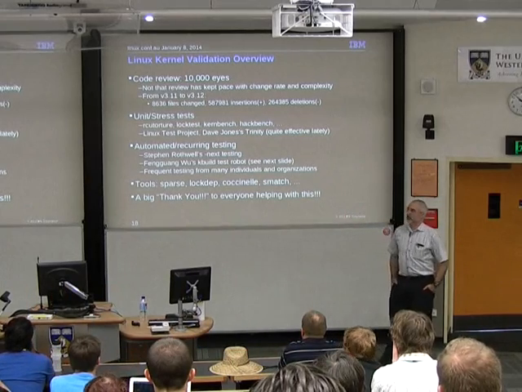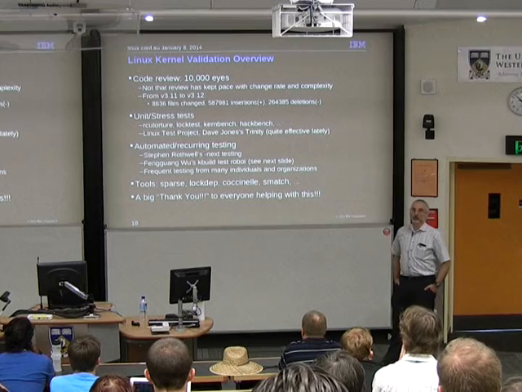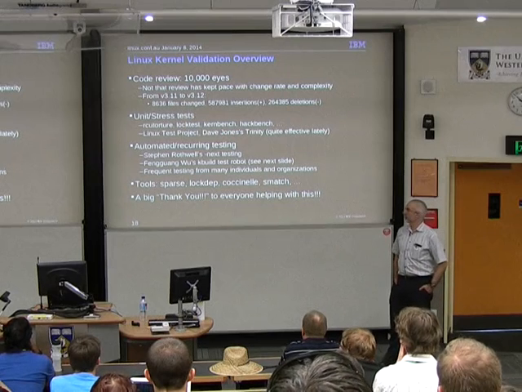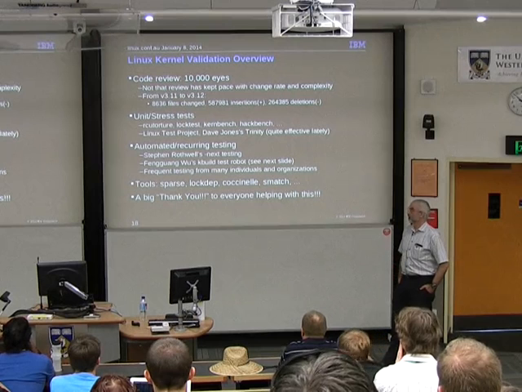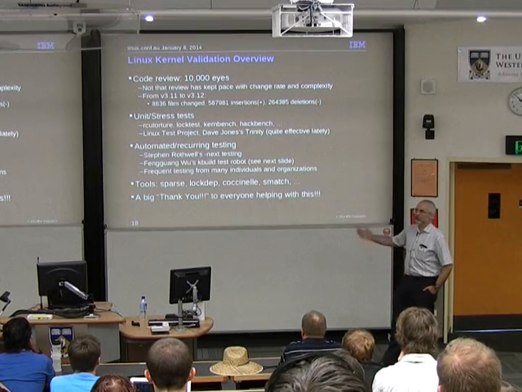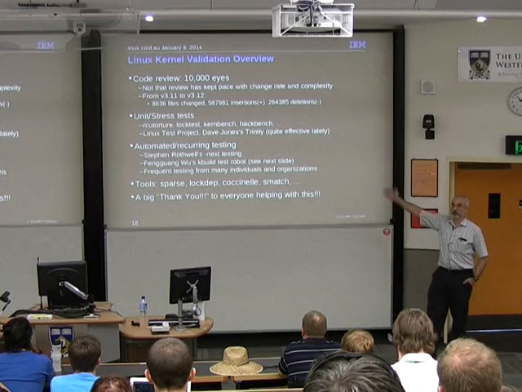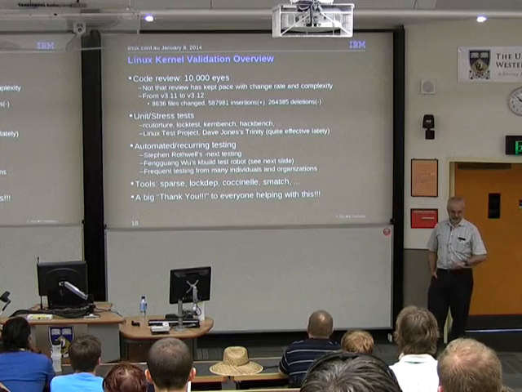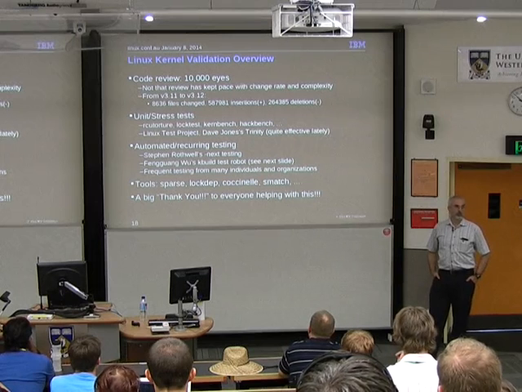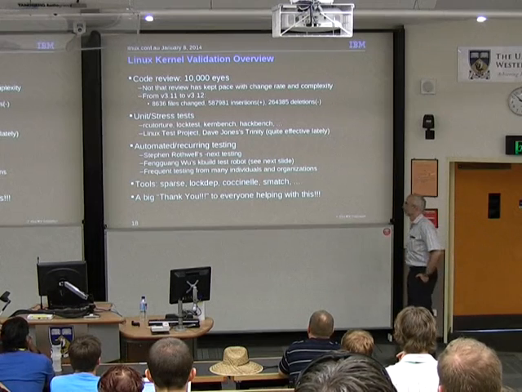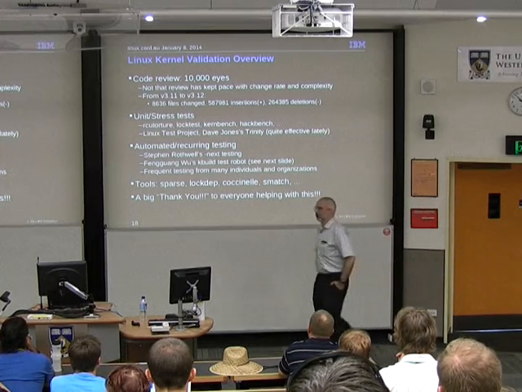There are some tools that have been helpful. Sparse is one. Lockdep has been extremely helpful over the past 5-10 years in finding deadlocks and so on. And I think we need to really give a big thank you to everybody who's been helping with this. There's been a huge amount of work, and a lot of this has been helping allow the Linux kernel to work well, despite this mismatch in the testing versus the installed base.